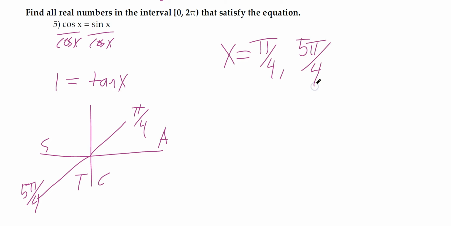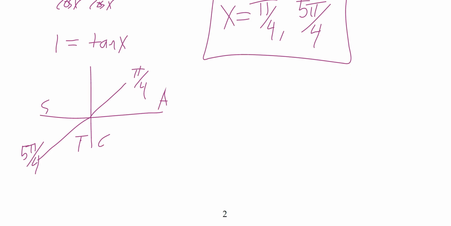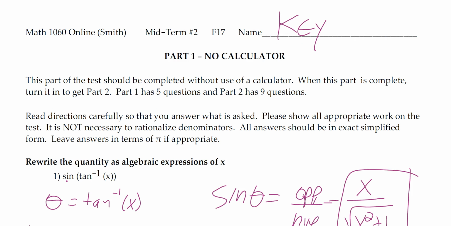And let's double check these. At pi fourths, cosine is square root of 2 over 2, sine is square root of 2 over 2, they're equal. In the third quadrant, only tangent's positive, so sine and cosine are negative. So at 5 pi fourths, this would be negative square root of 2 over 2 equals negative square root of 2 over 2. They satisfy just fine. Here we have our two solutions. Okay, that completes part 1 of this midterm. Next up is part 2 in a second video. Hope this helps.